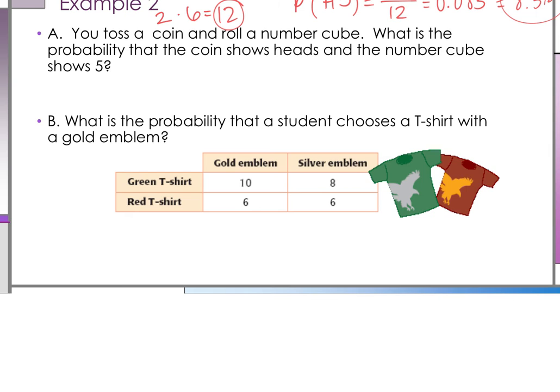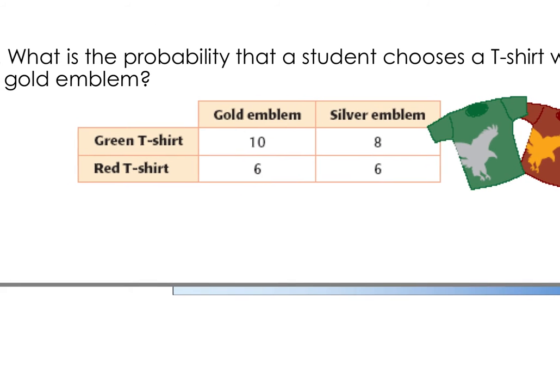What is the probability that a student chooses a t-shirt with a gold emblem? Okay, so what this chart is saying is, for gold emblems, there's a total of 16, right? There's 10 on green t-shirts and there's 6 on red t-shirts. For silver emblems, there's a total of 14. There's 8 silver emblems on green t-shirts and 6 silver emblems on red t-shirts, okay? Are there any questions on how to read this chart? Yeah, Jaden? No, never mind.